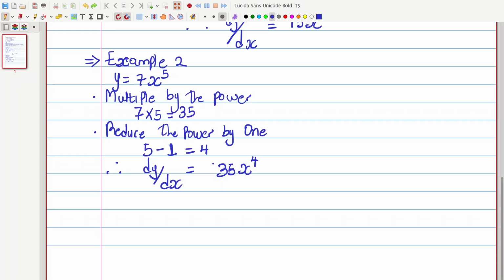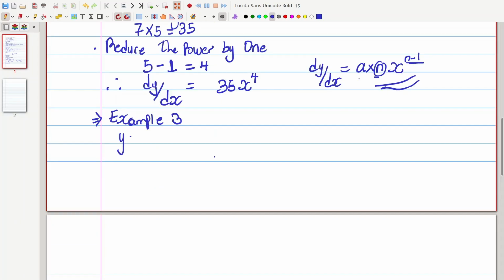So what we have been doing basically is dy/dx is equal to a, which is a constant or coefficient, times n, which is the power, times x raised to power n minus 1. This is basically what we're doing: a times n, x raised to power n minus 1, reducing the power by 1, multiplying the constant or coefficient by the power. So we're going to be taking another example.